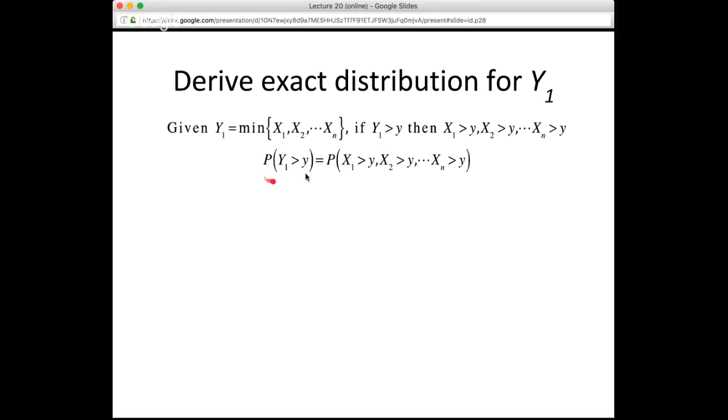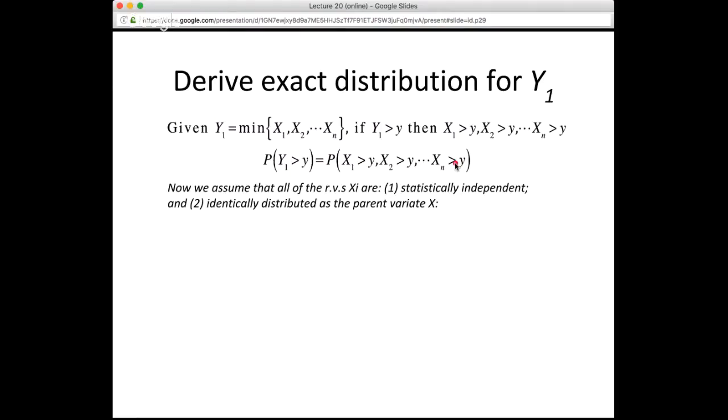We can write that as a probability statement as before. The probability that y1 is greater than y is equal to the probability that all the x1 through xn are greater than y. That's the joint probability. Then we invoke the same two assumptions as before: every one of those samples from the known population is statistically independent and identically distributed as the parent variate, x. When we invoke statistical independence, this joint probability becomes the product of the individual probabilities for each of the x being greater than y.